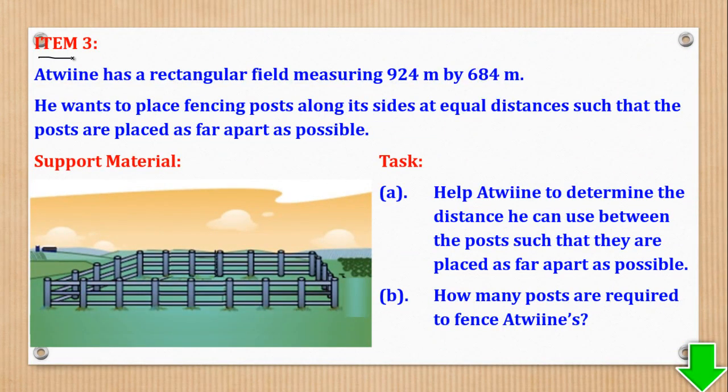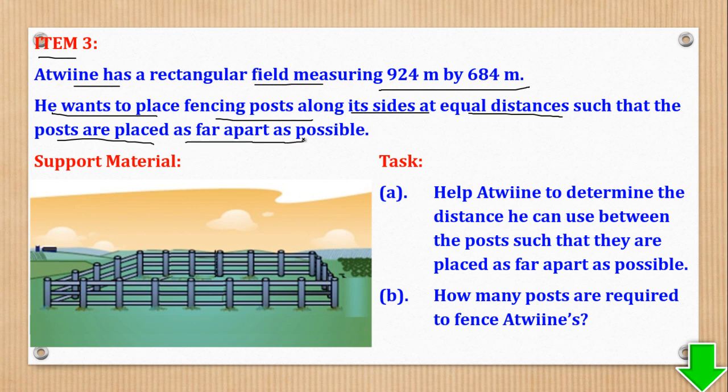So now we shall go to item 3. Item 3 says, a twinny has a rectangular field measuring this by that. He wants to place fencing posts along its sides at equal distances, such that the posts are placed as far apart as possible. Okay, here's support material. Part A, task A. Help a twinny to determine the distance he can use between the posts such that they are placed as far as possible.